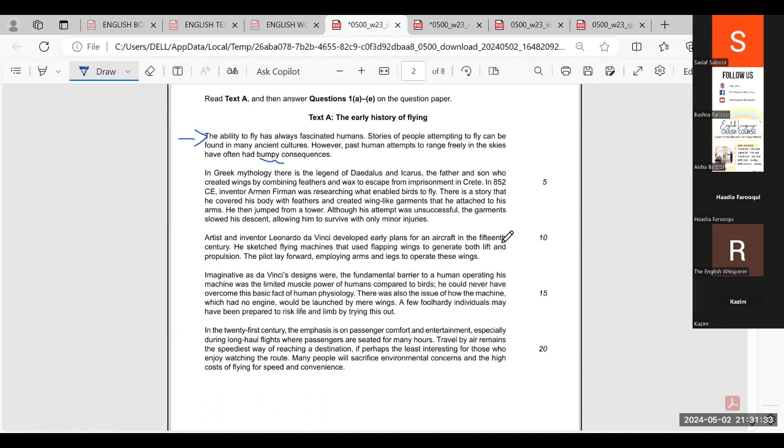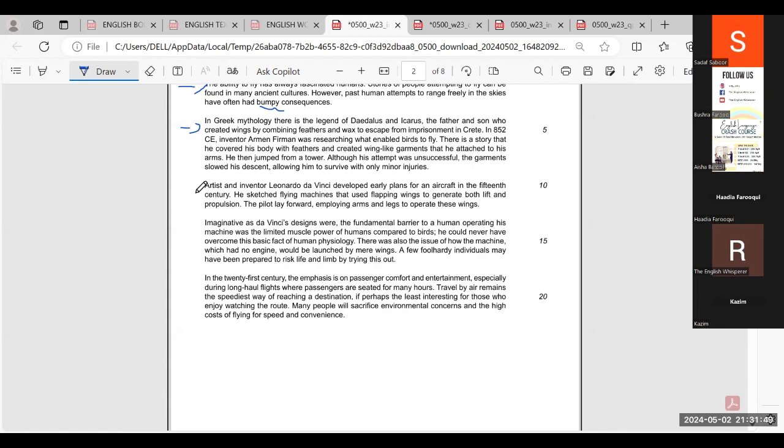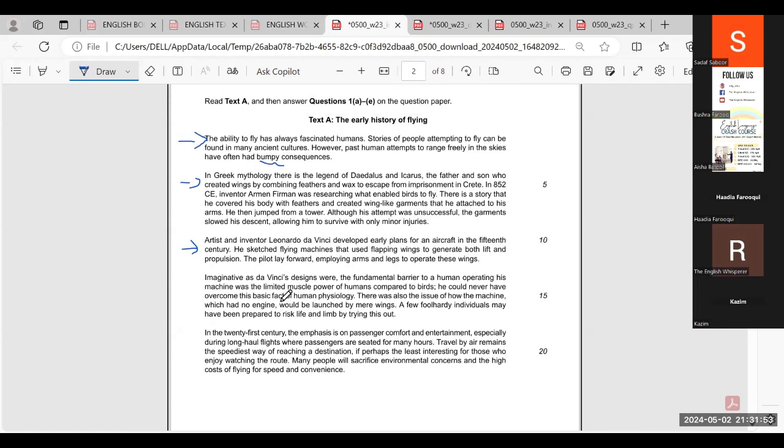In Greek mythology, there is a legend of Daedalus and Icarus, the father and son who created wings by combining feathers and wax to escape from imprisonment in Crete. So this is the speed you read at. Do not read faster. Stop after each paragraph. Okay, this is the one about the Greek mythology. This is the one about Da Vinci, and so on and so forth.